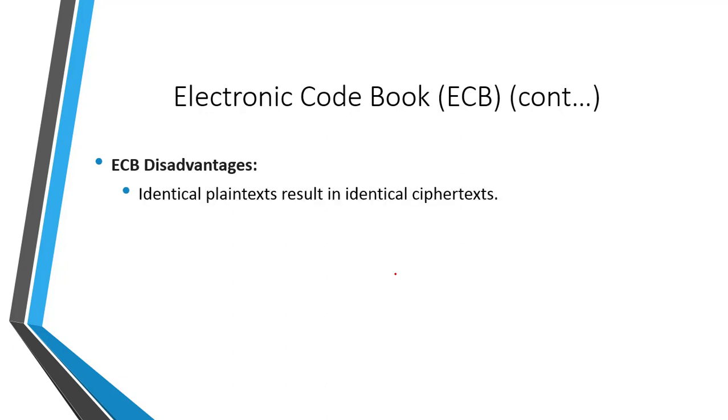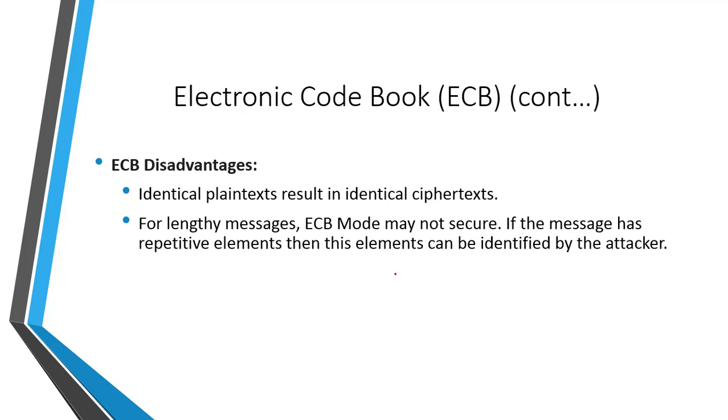The disadvantage of ECB is that identical plaintext results in identical ciphertext, because we are using the same key on all the blocks. So if, coincidentally, some of the blocks are the same, then the ciphertext generated from those blocks will be the same. So for lengthy messages, ECB mode may not be secure, because if the message has repetitive elements, then these elements can be identified by the attacker.